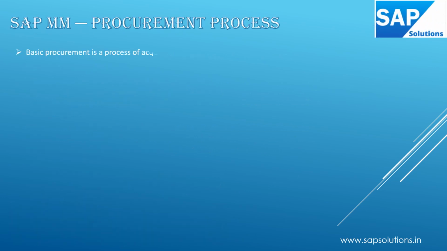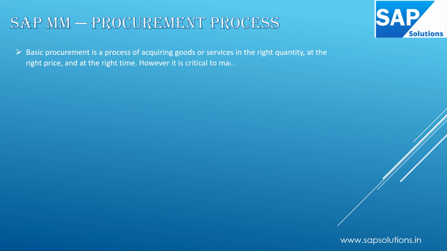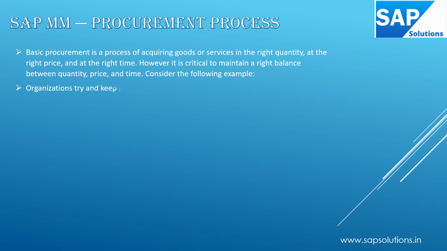SAP MM Procurement Process. Basic procurement is a process of acquiring goods or services in the right quantity, at the right price, and at the right time. However, it is critical to maintain a right balance between quantity, price, and time.